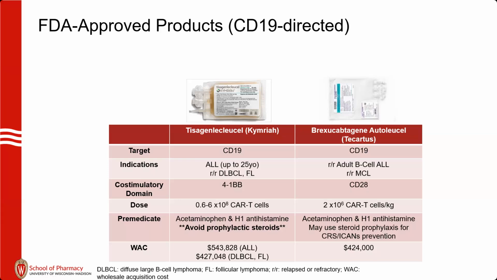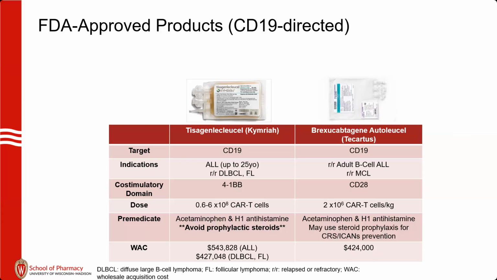41BB for our CD19 directed CARs is going to be a little bit of a slower replication process. So we might not see as fast and aggressive of toxicity with CRSs and ICANS as we do with the CD28 products. From a pre-medication standpoint, being kind of a manufactured product, there is a risk of infusion reactions.